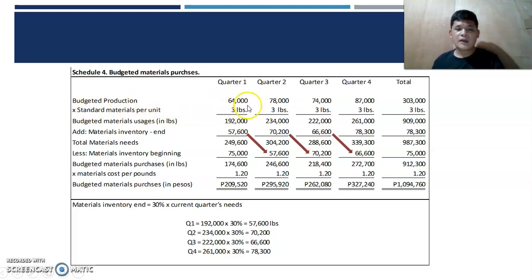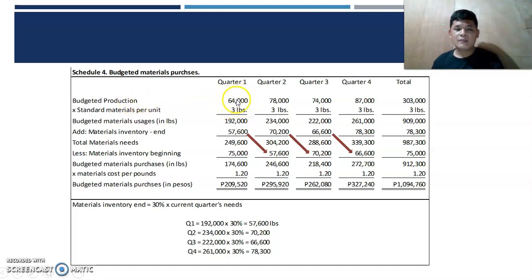64,000 na budgeted production units ito class ha. This is 64,000 units. Ngayon, per unit, ilang raw materials yung kailangan? So, sabi daw ng kumpanya, 3 pounds. 'Di ba? 3 pounds yung kailangan para makagawa tayo ng isang unit. So, ibig sabihin, ilang raw materials ba yung kailangan para ma-produce yung 64,000.